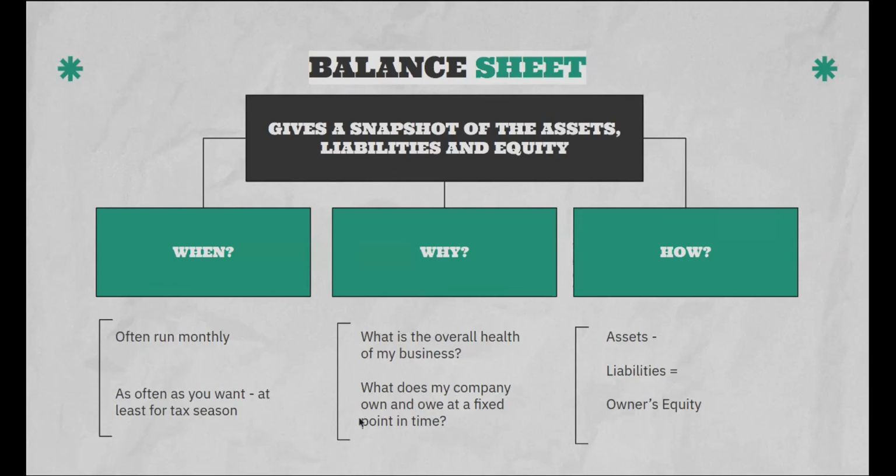So that's sort of what we have here, right? What does the company own? Assets. What does it owe? Liabilities. And that's at a fixed point in time. And then essentially how we get to that, there's a general accounting equation. It's essentially assets minus liabilities equals owner's equity. This could also be written as assets equals liabilities plus owner's equity. And I'm going to show you on the next slide.